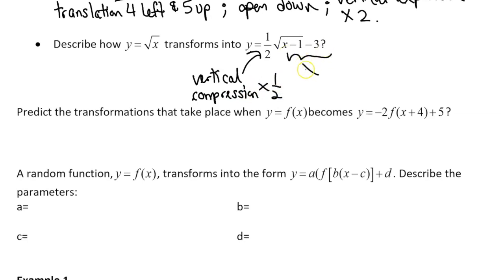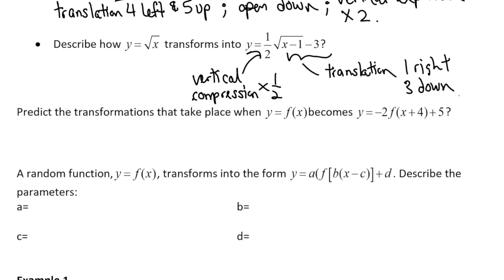And then here, these were our translations or our shifts. So we're going to say right here, this is going to be a translation 1 unit to the right and 3 units down. Okay. Hopefully some of that's familiar from last year. We're going to do some justifications of that later in this lesson.